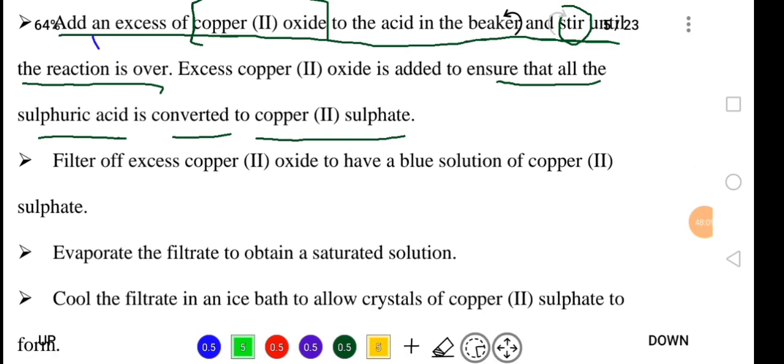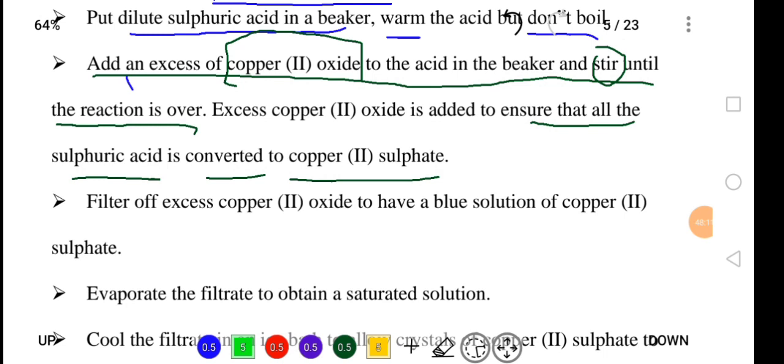Point number 2. Or before I even explain point number 3, let me comment on something scientifically. Since we are adding excess copper 2 oxide to sulfuric acid, how are you going to tell that the reaction now is over? You need to look at an important point.